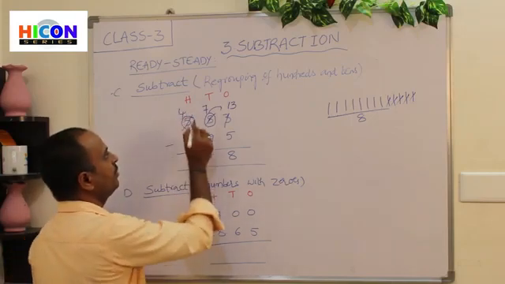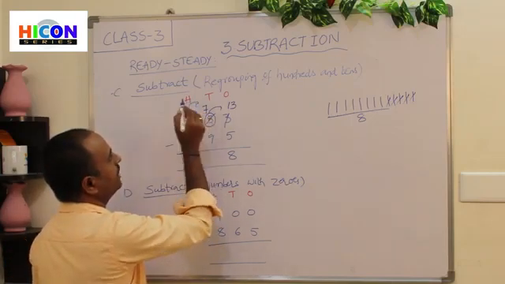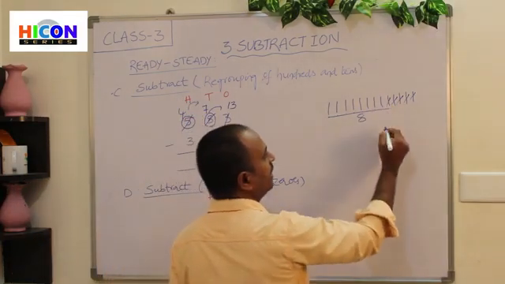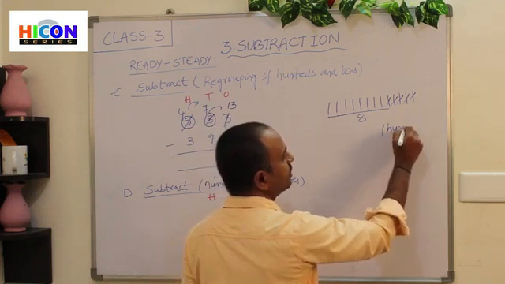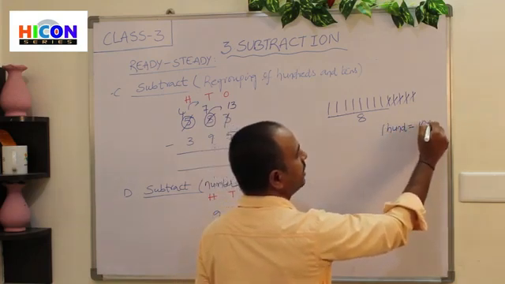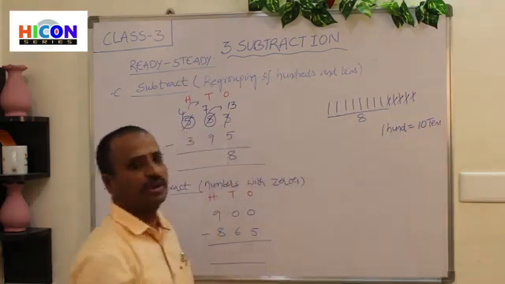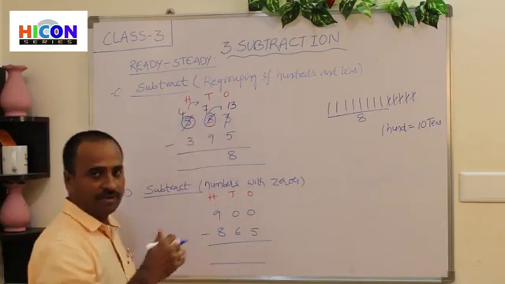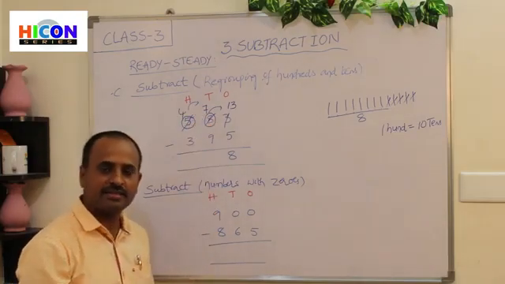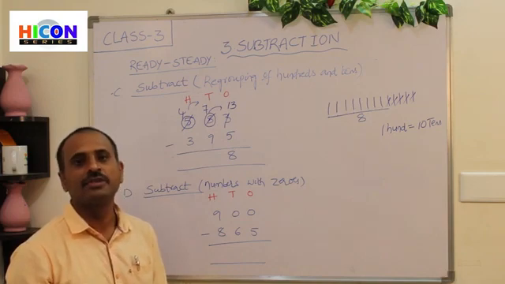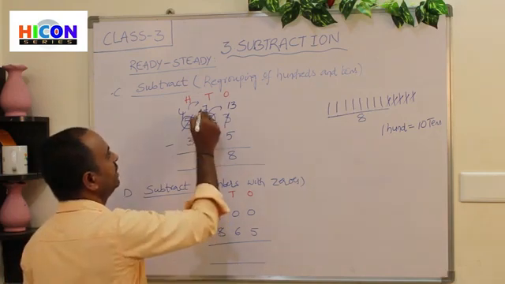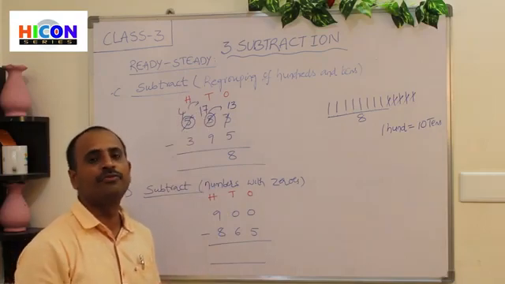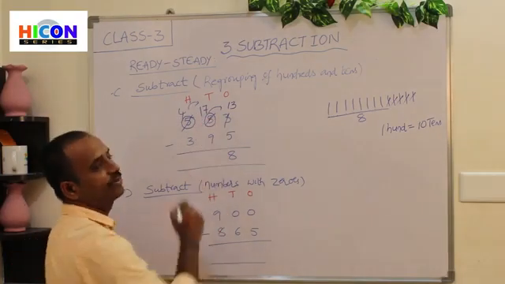So if you carry 100 to the tens place, how many tens does it become? 100 becomes 10 tens. Already there are 7 tens. This 10 tens and 7 tens becomes 17 tens. So write 17 here, just simply draw 1 before it. So the total becomes 17 tens.